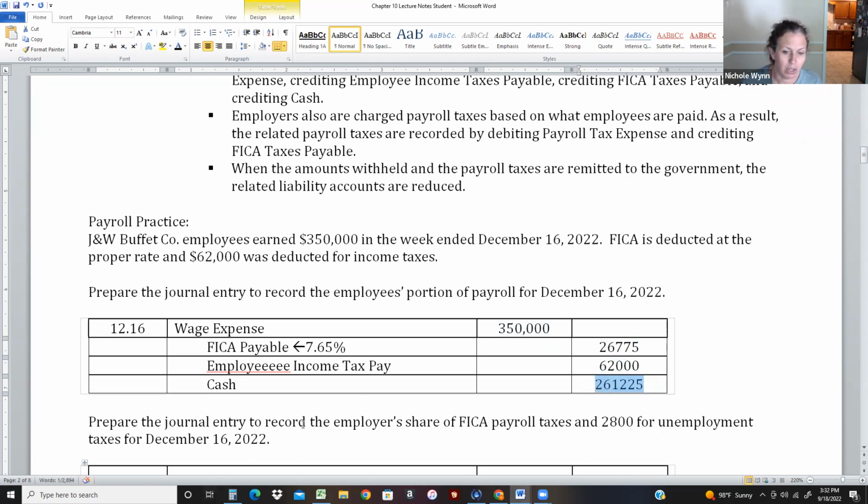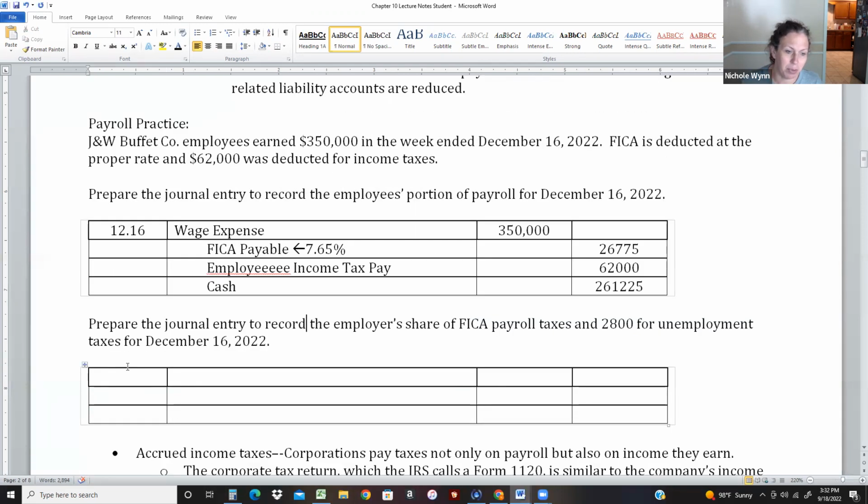Okay. So then we have to do the employer entry. So this is the portion that the employers pay for payroll taxes. So prepare the journal entry to record the employer's share of FICA payroll and unemployment. So this entry is a new entry and it's called payroll tax expense. We will match the FICA. So whatever the first entry is, we're going to do the exact same number. So FICA payable will be $26,775, just like up here. Whatever the employees pay, we match.